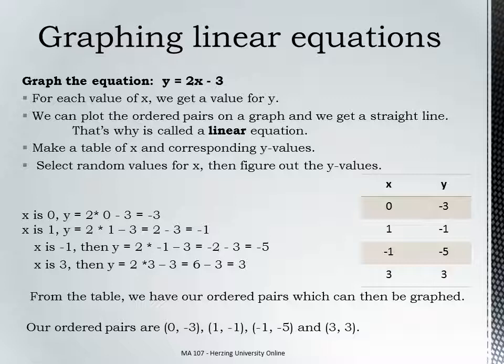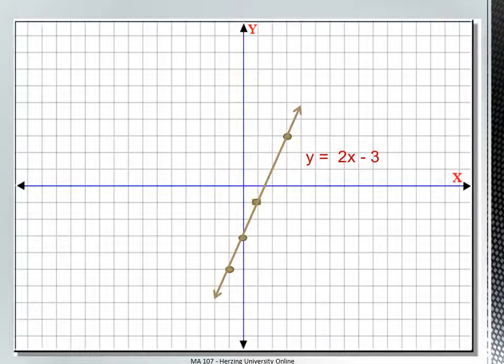From our table, we have our ordered pairs, which can then be graphed. Our ordered pairs are 0, -3, 1, -1, -1, -5, and 3, 3. To graph the line, plot each point 0, -3, 1, -1, -1, -5, and 3, 3, and create a line that goes through each point.